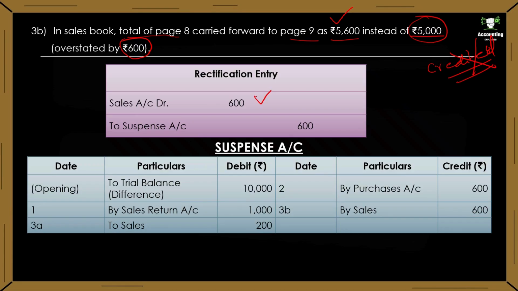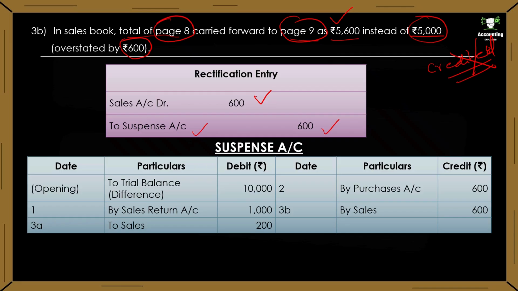Now, as I have already told you, page 8 to page 9, they have taken wrongly. So trial balance is not going to tally because from this page to the next page, if you take it wrongly, already other accounts would have got affected, right? So trial balance is not going to tally. If the trial balance does not tally, what do we have to use? We have to use a suspense account. To suspense account 600. Okay.